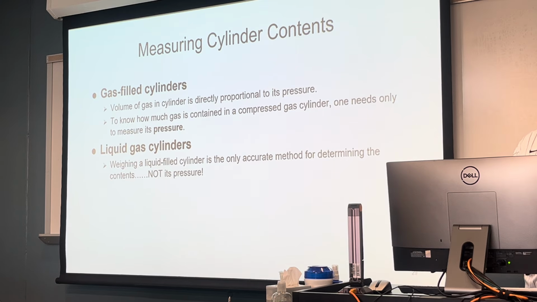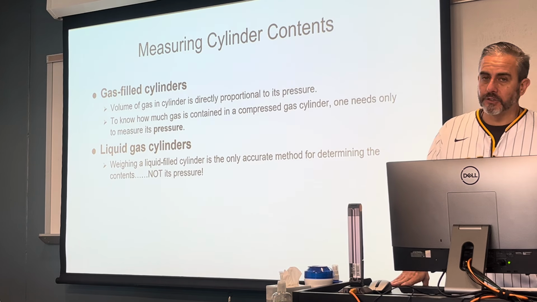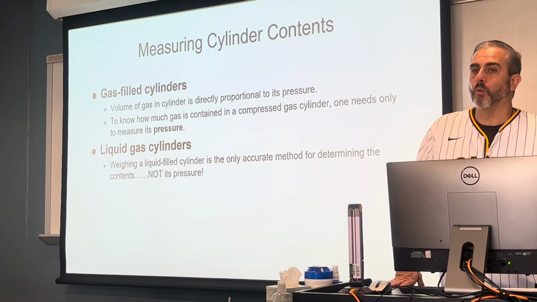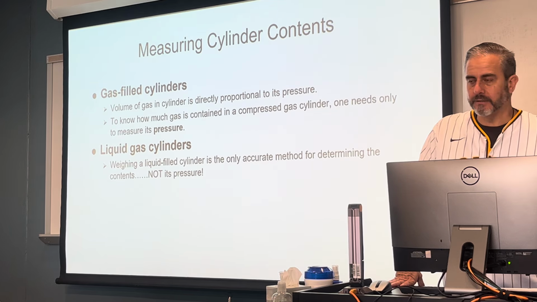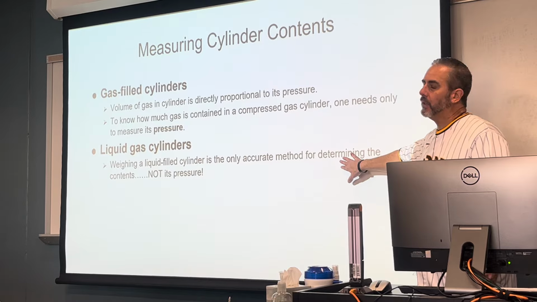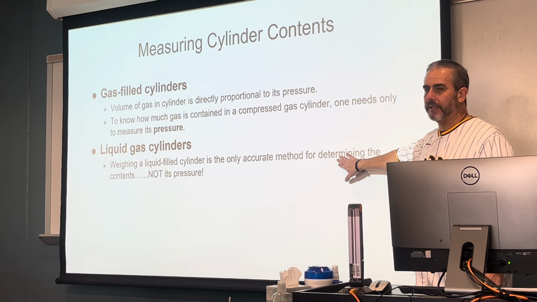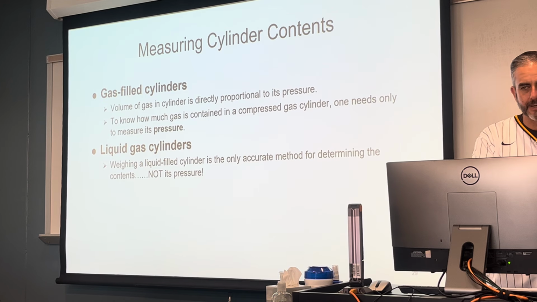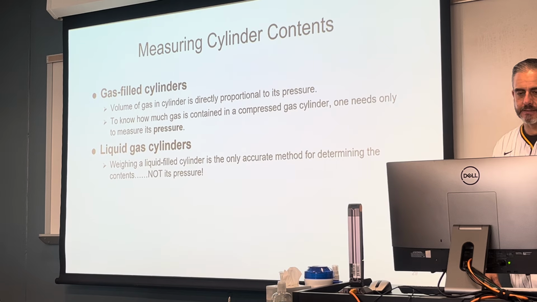All right, so when we're trying to measure how much gas may be inside of that tank, if it's a gas-filled cylinder, we're measuring the pressure. If it's a liquid-filled cylinder, we're weighing it. We're not necessarily looking at pressure. Even though there may be a pressure gauge on a liquid cylinder, the pressure doesn't tell us how much is in there. The weight of the cylinder does. The weight of that liquid that's inside that cylinder does.